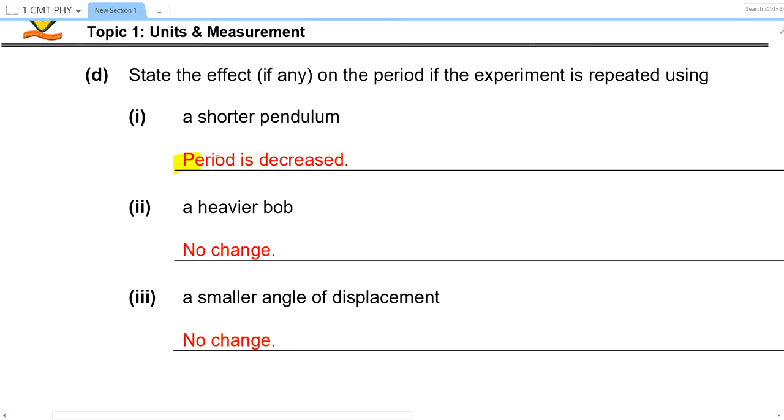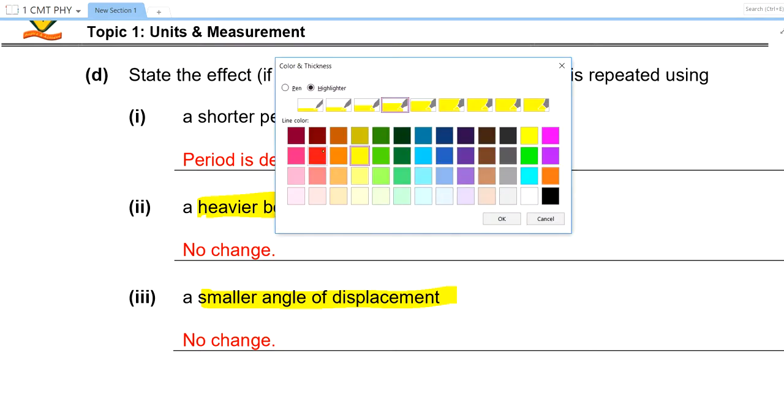If I use a shorter pendulum, the period reduces, it is decreased. If I use a heavier bulb at the bottom, it doesn't affect at all. If I change the angle of displacement, how much I swing it to the side, no effect again. Okay, these are extremely important.